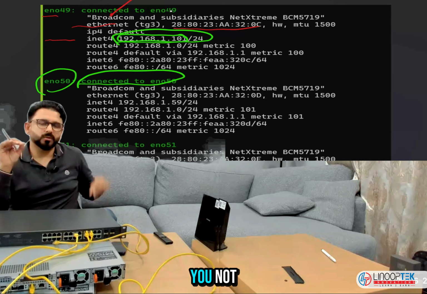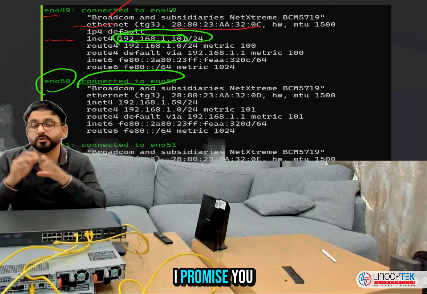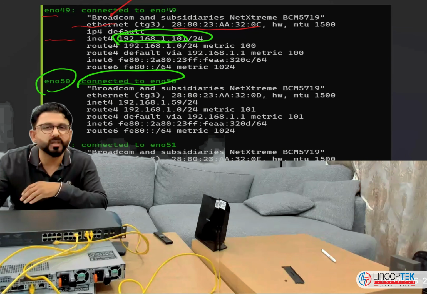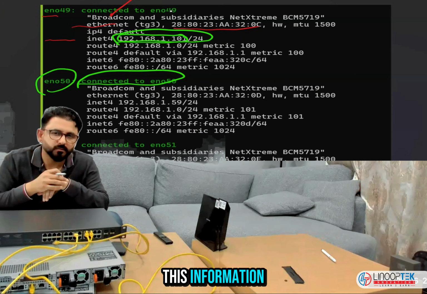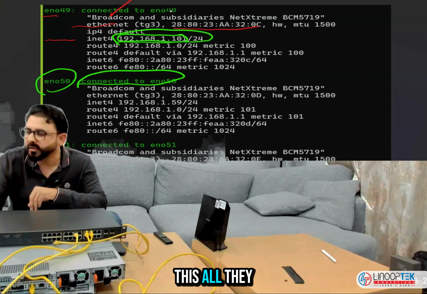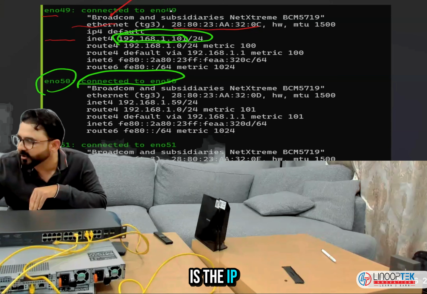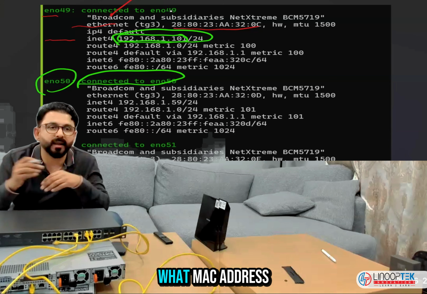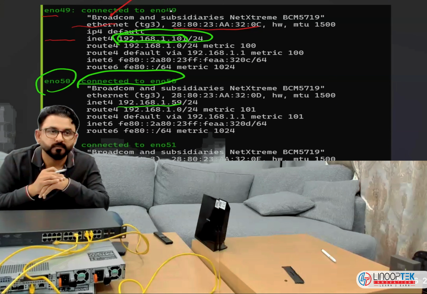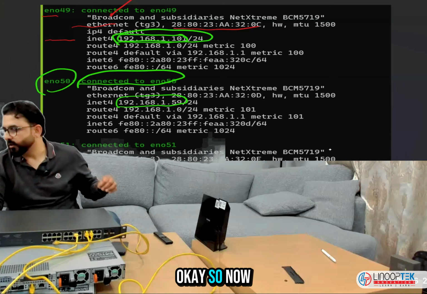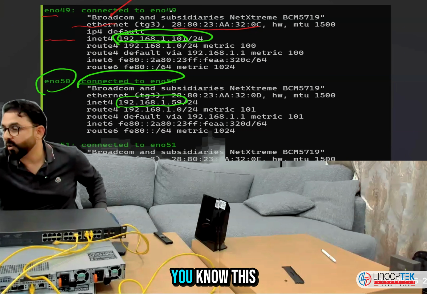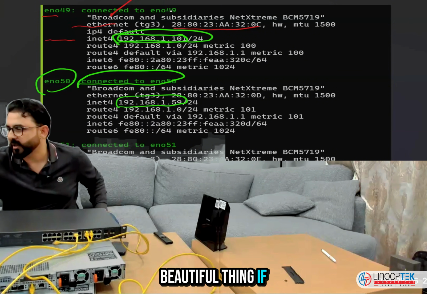I kid you not, I promise you, there are so many system administrators who don't know how to read this information. All they know is this is the IP address, and that's all they care about. They don't know what the MAC address does. Okay, so now, this is such a beautiful thing if you can pick it up.